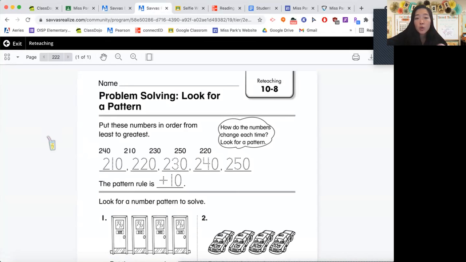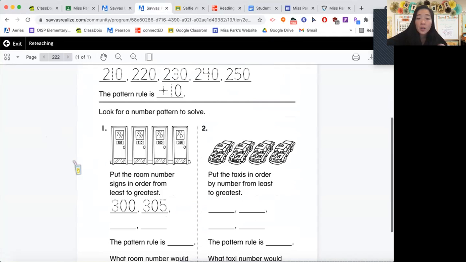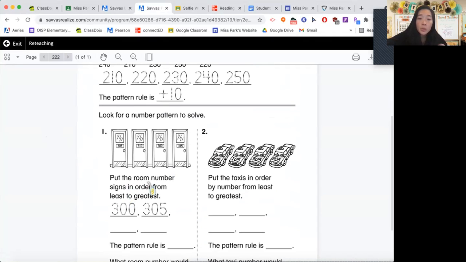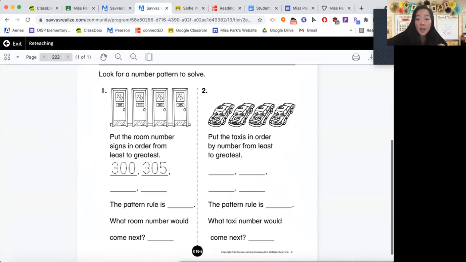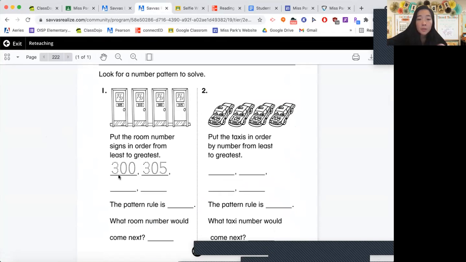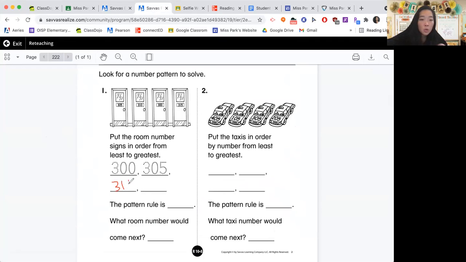Okay, put the numbers in order from least to greatest. So we're going to start with 210, then 220, 230, 240, 250. The pattern rule is plus 10. Now look for a number pattern to solve. Put the room number signs in order from least to greatest. So first we've got 300, then 305, then we have 310, then we have 315. So what is the pattern rule? The pattern rule is going to be plus 5. So what number would come next? The next one would be 320.